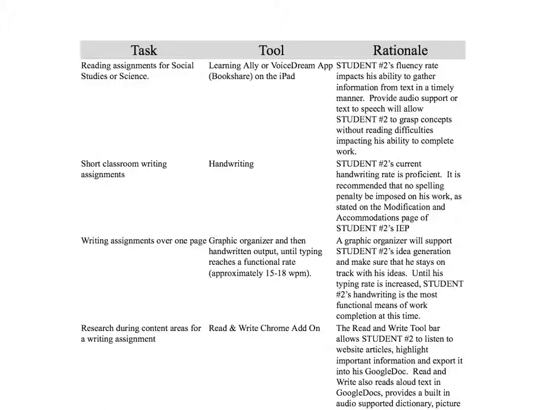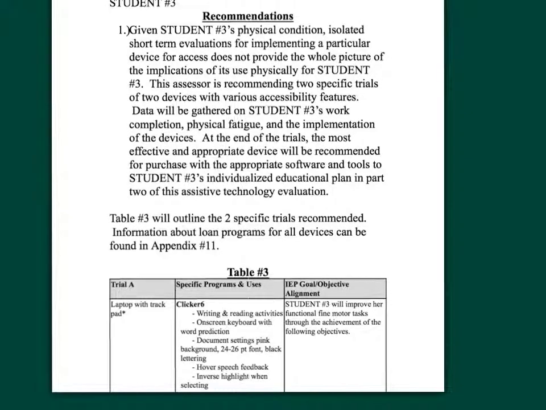and see how you like this particular model. The third and final example is for a student where a trial was specifically recommended. So I have my rationale based on why I'm asking for a trial. And then I also outline the specific programs and the links to the goals and objectives that will happen within the trials. So here there's two trials, looking at an iPad and also looking at a laptop, and then the specific programs, and then also linked to the goals and objectives.